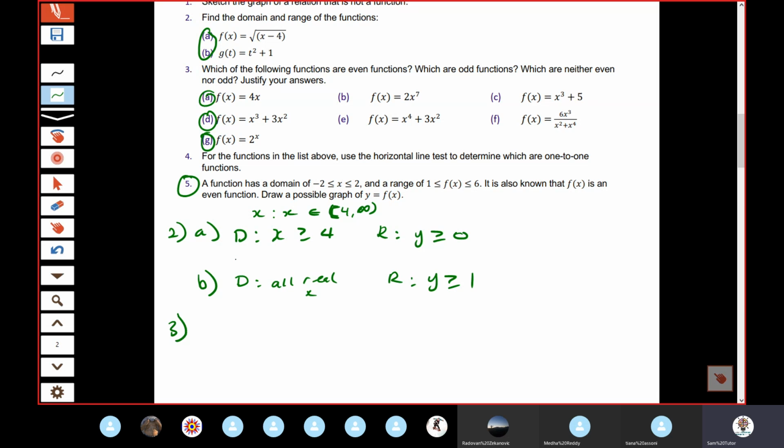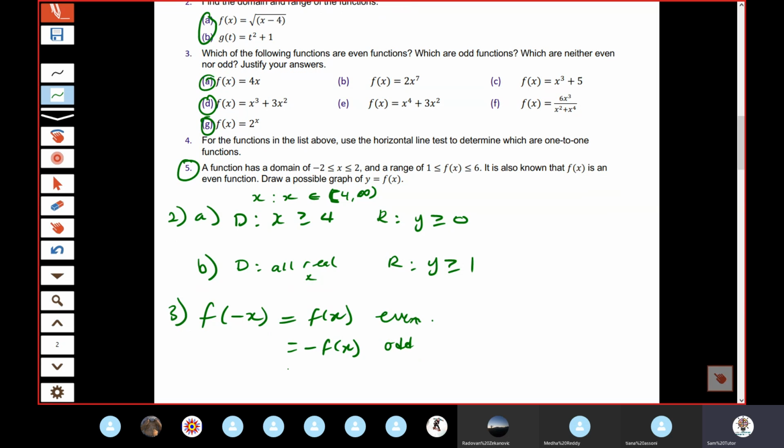Question 3, odds and evens. What's the way we start? We always start with sub in negative x. If it gives you the original, it's even. If it doesn't, you force out a negative. If it gives you negative of the original, it's odd. And if it's not, then it's neither.